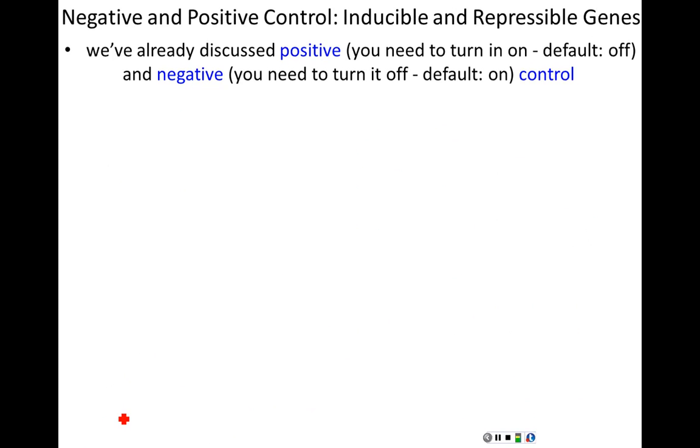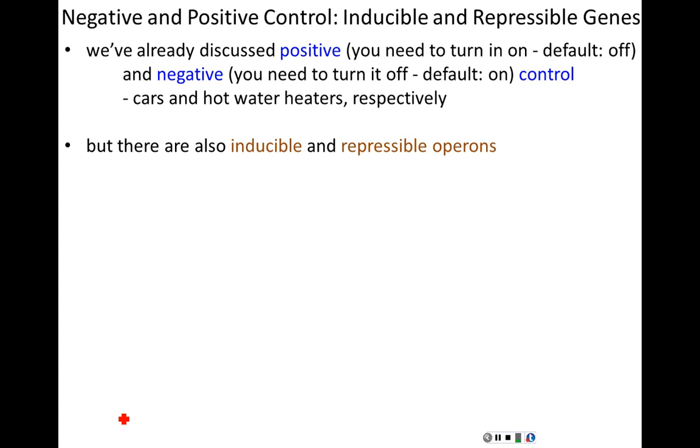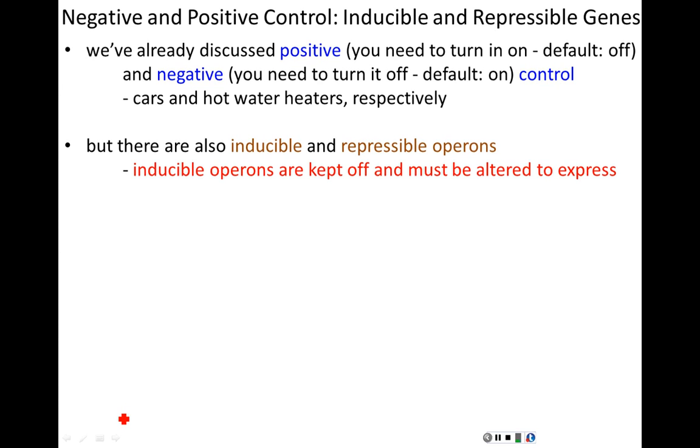Just to remind you, positive genes are in a default state off and need to be turned on. The car was our example. Negatively controlled genes are usually on and need to be turned off, like hot water heaters. But we also have inducible operons and repressible operons, and these terms describe what the regulatory proteins are doing.